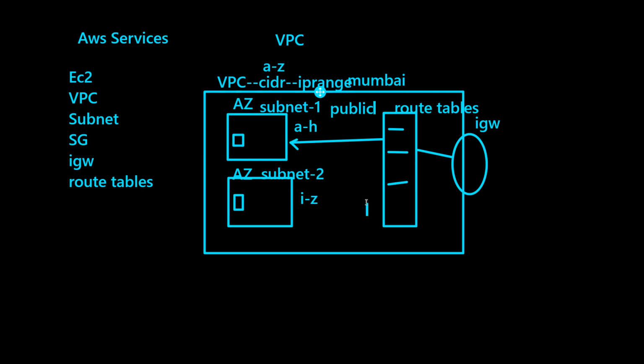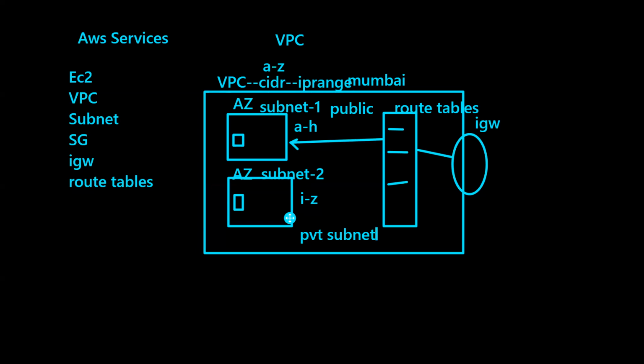Okay, if a route is not added to the subnet, traffic will not flow, and that subnet is called a private subnet. Internet gateway, route table, subnets, VPC, these are all the networking components of AWS. Were these clear? Any questions here? What is, yeah, private subnet and public subnet means?